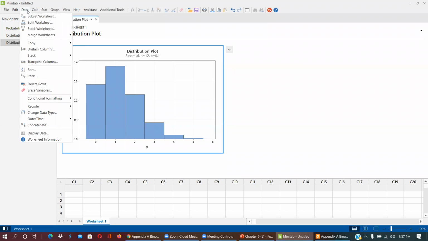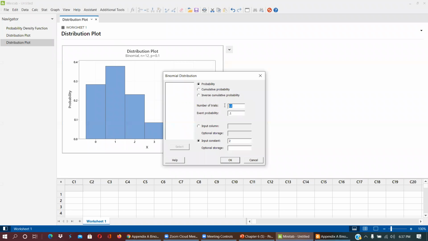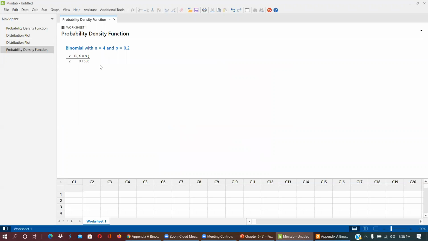I'm going to do calculate probability distribution, binomial. Here we have the number of trials, how many we are doing, we are going to get a sample of 4. Input constant is 2. I just removed the words at least. What is the value we are getting? 15%, for exactly 2. Now we would like to know the at least 2.